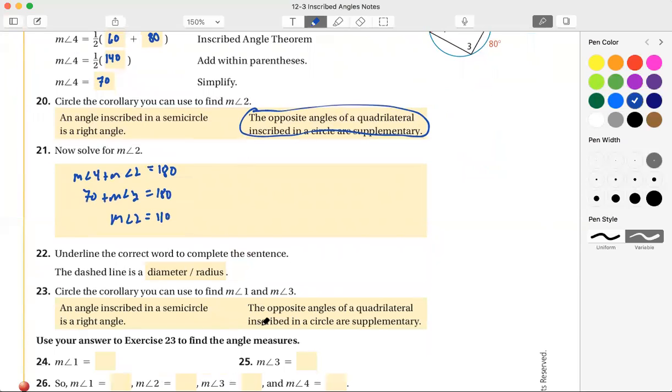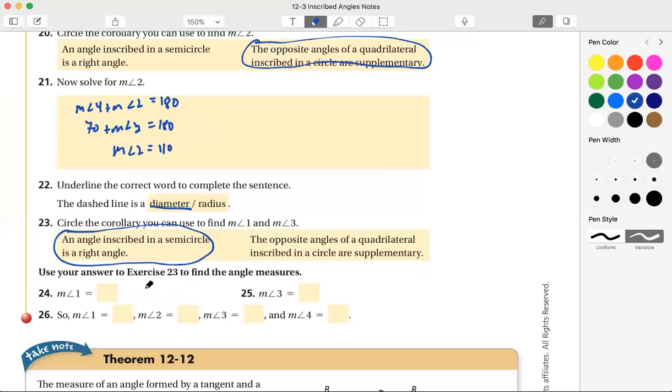All right, so underline the correct word to complete the sentence. The dashed line is a diameter. So which corollary could you use to find the measure of angle 1 and angle 3? Angles inscribed in semicircles are right angles. So the measure of angle 1 must be 90. The measure of angle 3 must also be 90. So I know the measure of angle 1 is 90, the measure of angle 2 is 110, the measure of angle 3 is 90, and the measure of angle 4 is 70.